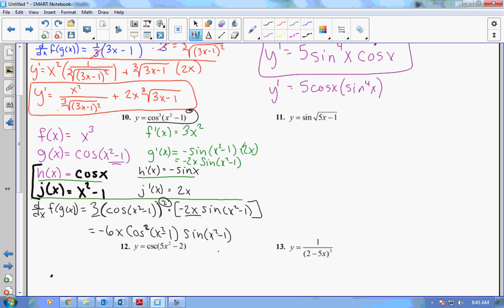I can tell you in this next one I see three things. I see a trig function, I see a square root function, and I see a linear function. Double chain. Try it out.